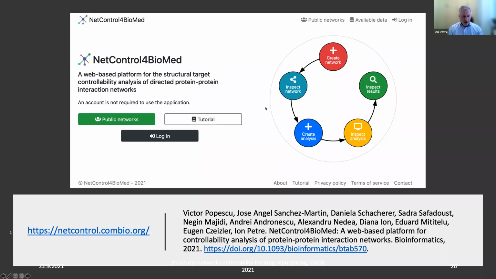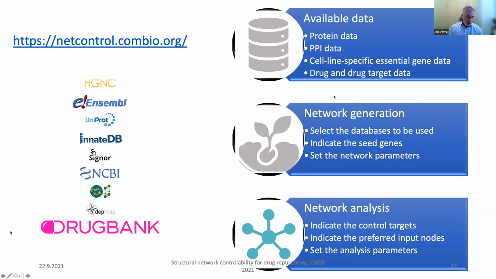It has some visual components, and it has a lot of databases that we have collected, and you have them available to build your networks. We have protein data from a number of standard databases. We have interaction data. We have essential gene data from tens of cell lines. And we even have drug and drug target data. So you really go all the way to identifying combinations of drugs.